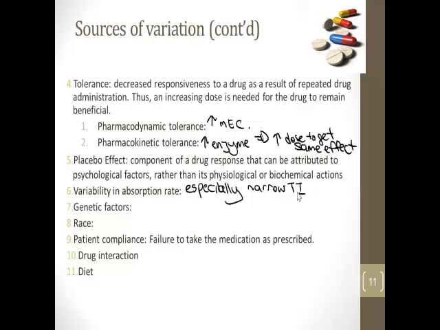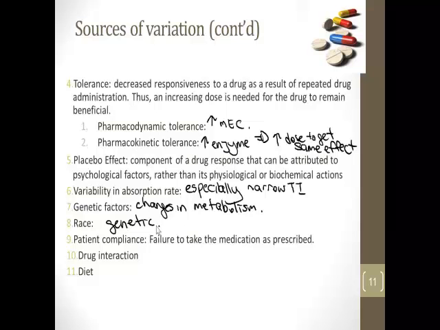Genetic factors can involve changes in metabolism. Race has more to do with genetics, because people of similar races have a more similar genetic pool.